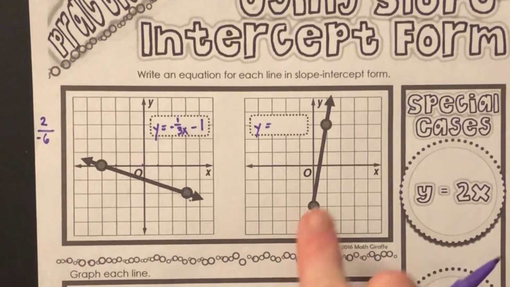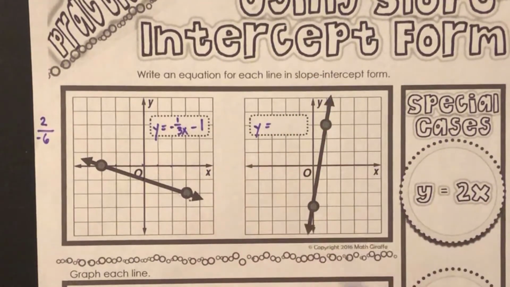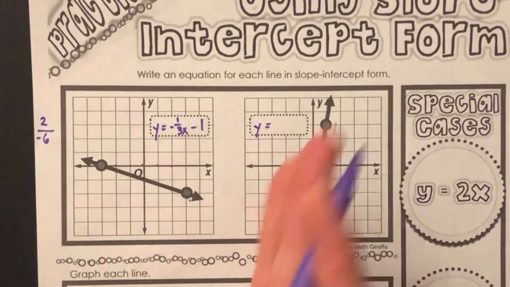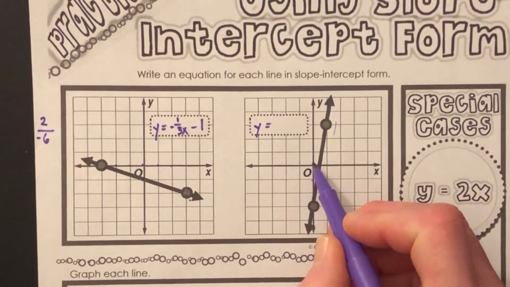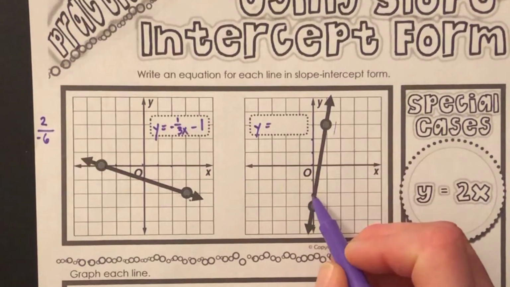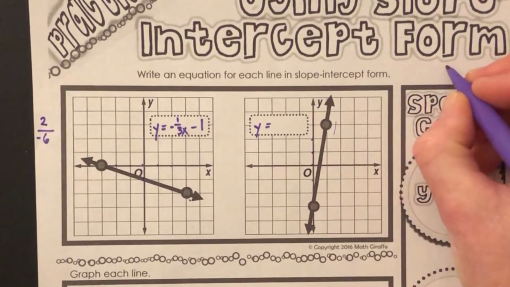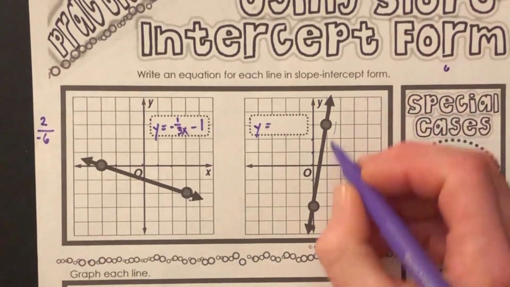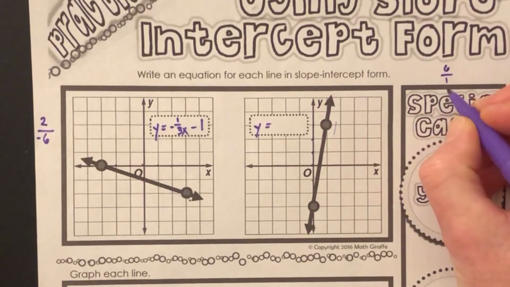Look over here. Y equals, we'll start with the slope. This slope is positive. It goes this direction. So let's see, we've got 1, 2, 3, 4, 5, 6. Let me count again. 1, 2, 3, 4, 5, 6. So I'm going to write it up here. 6 over 1. Okay. So it's positive.